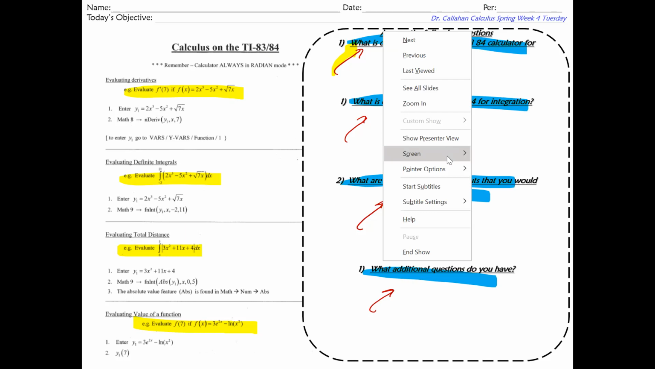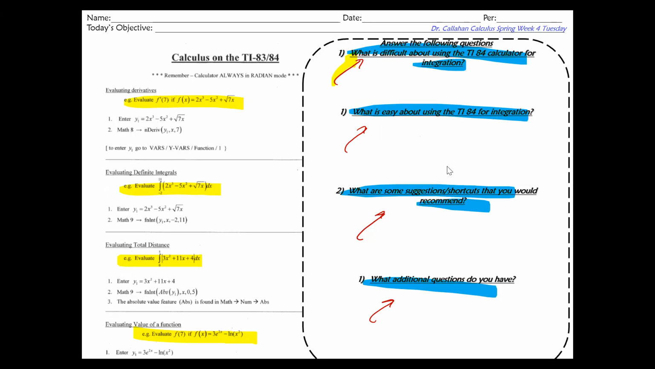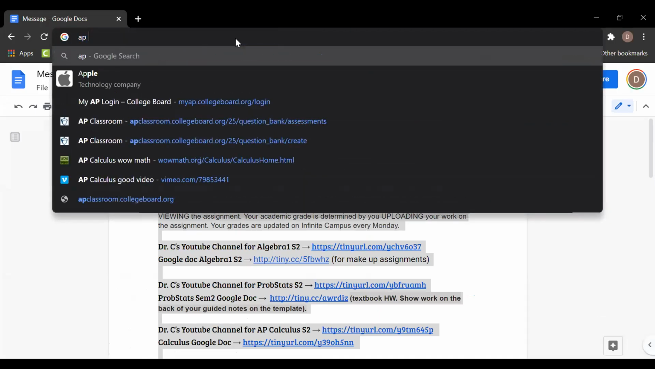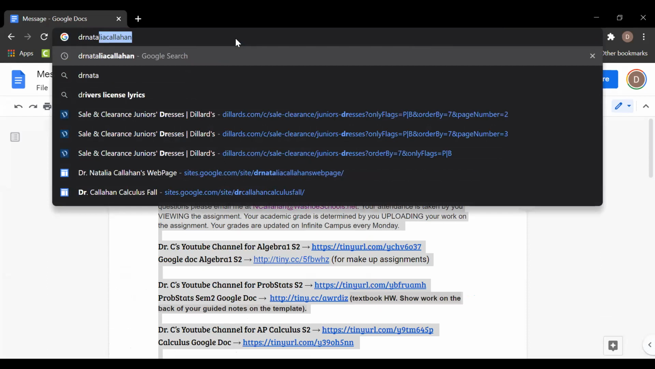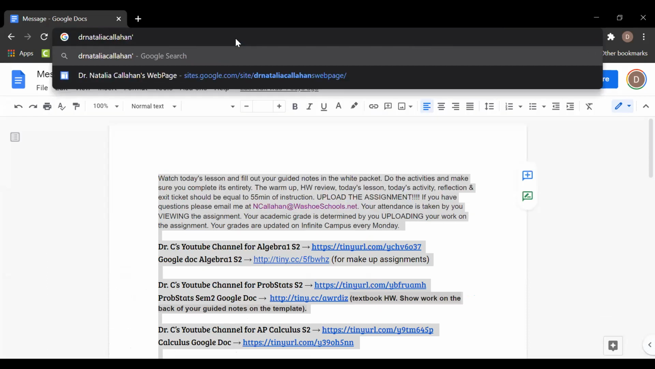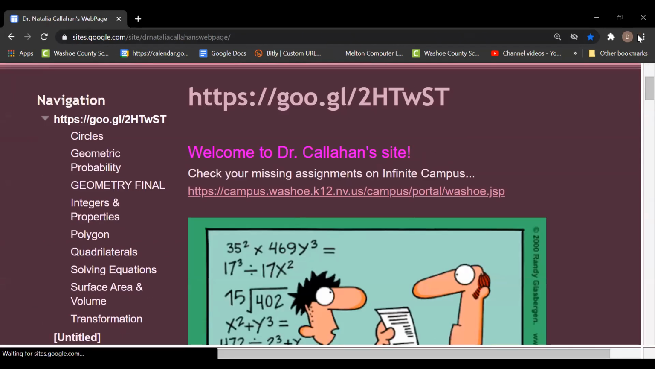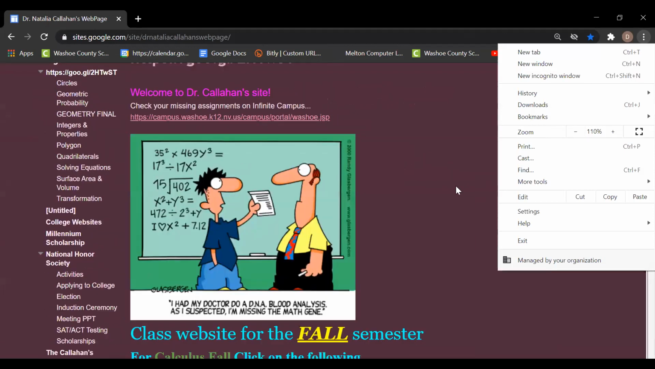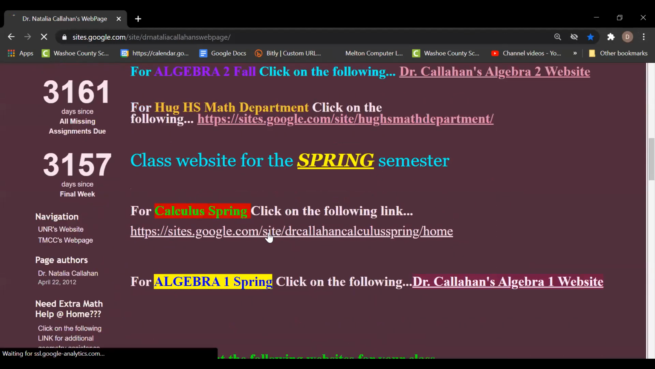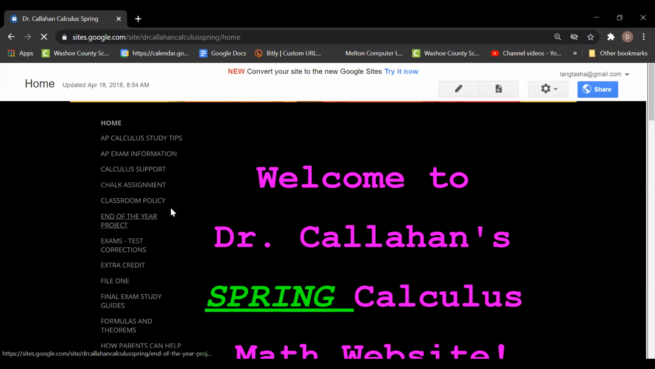This is important to know because it's important for you to understand what is going to be on your AP Calculus exam. And if you're not sure what's going to be on it, I'm going to show you guys a breakdown of the AP Calculus exam. So you just go to my website, Dr. Natalia Callahan. It's the first one that generally pops up. And you're going to go down to Calculus for Spring. On the left side, do you see where it says AP Calculus information?